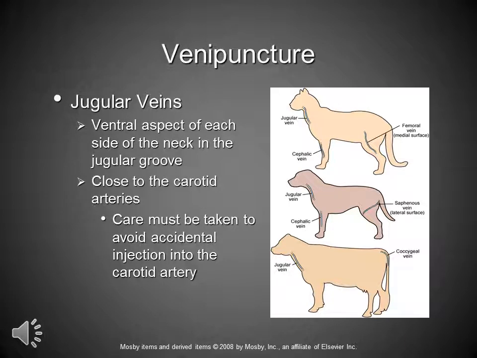And this is once more talking about the same thing. Jugular veins, we talked about those. Especially in large animals, the jugular vein seems to be right up against the carotid artery. Got to be careful when you're dealing with there.